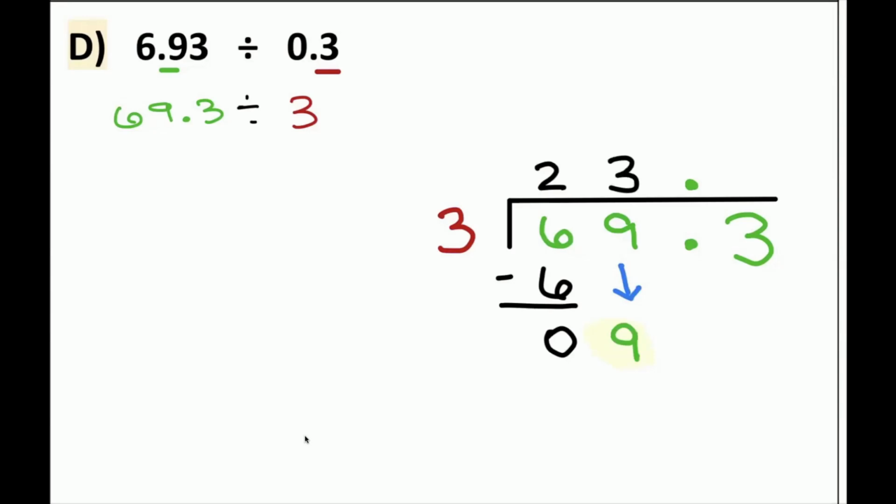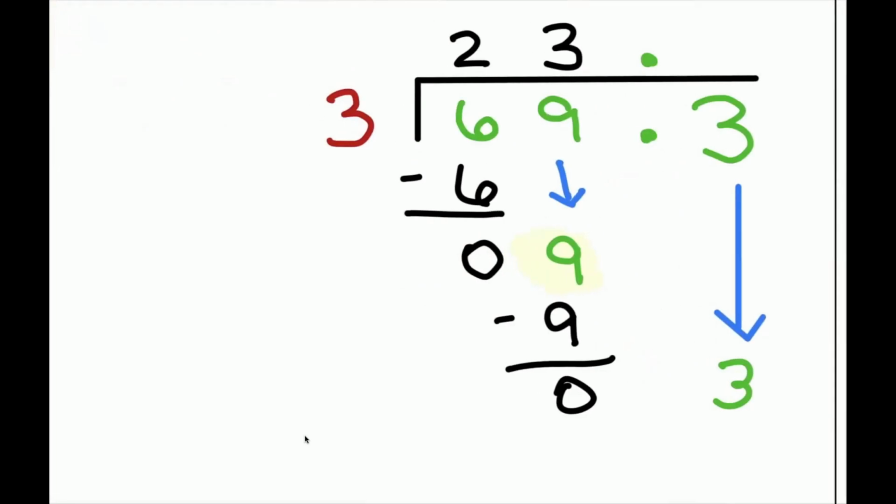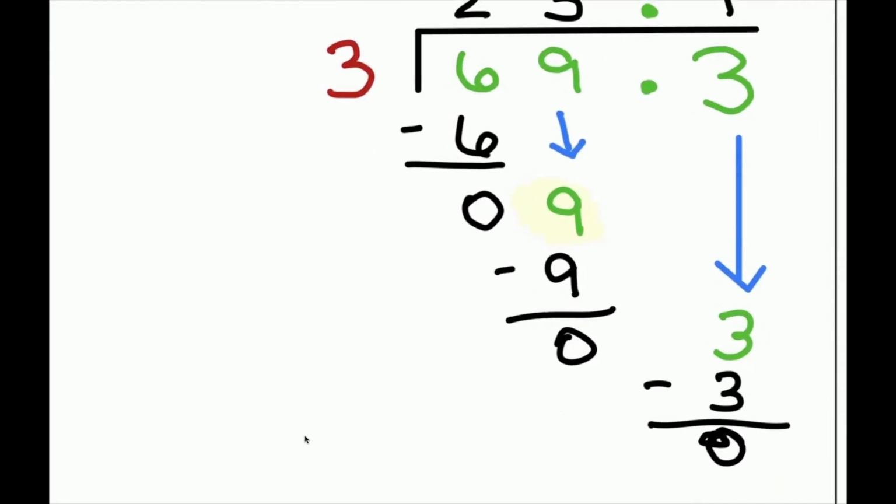3 fits into 9 3 times. 3 times 3 is 9. Subtract. Bring down the 3. And our last step, 3 fits into 3 1 time. 3 times 1 is 3. Subtract. And we're left with 0.